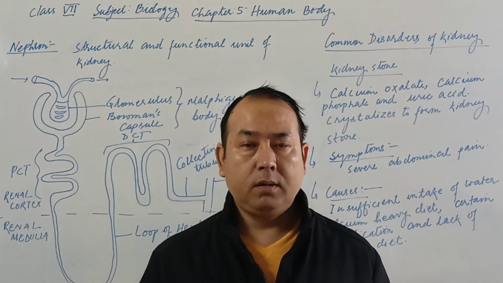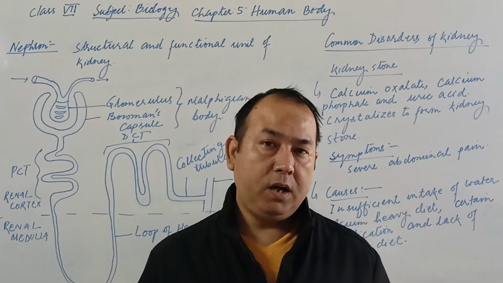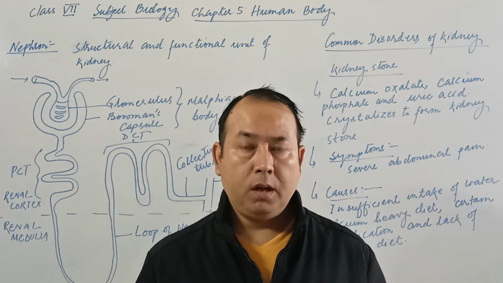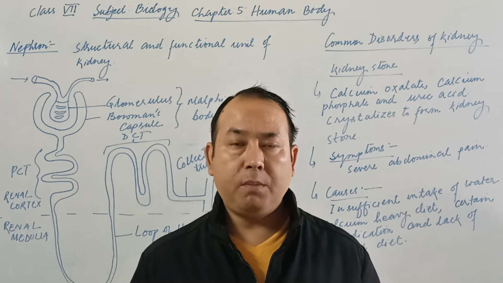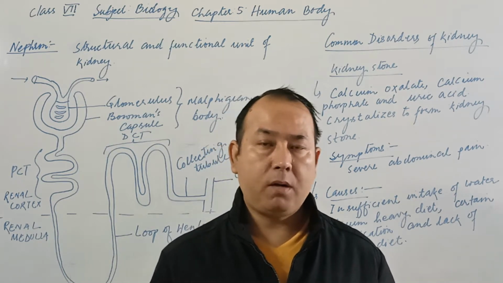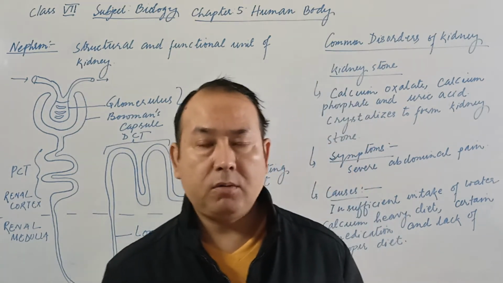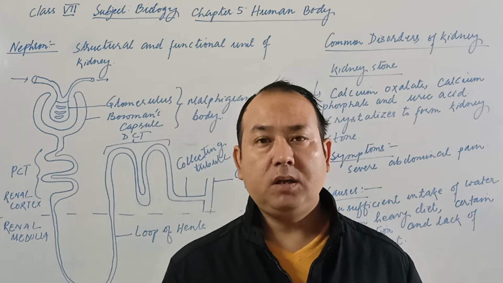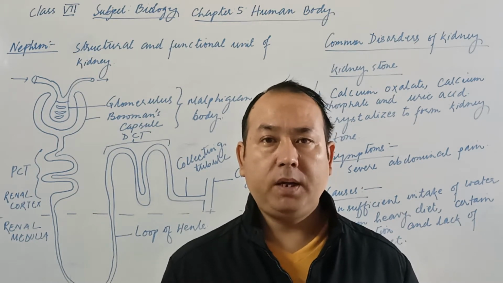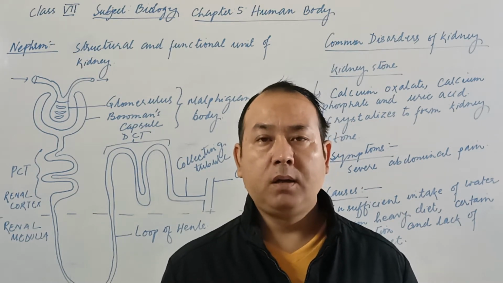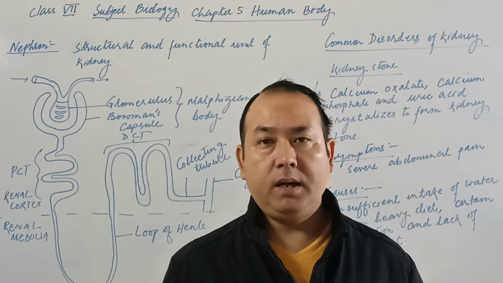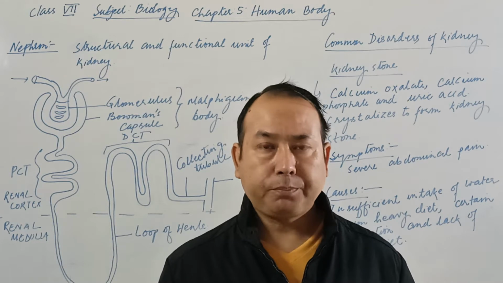So, today we are going to continue the same chapter, that is chapter number 5, the human body. In this chapter, we will be learning about the urinary system or the excretory system of our body, where we learn about the main excretory system, that is urinary system, which includes a pair of kidneys, a pair of ureters, a urinary bladder, then again the urethra.